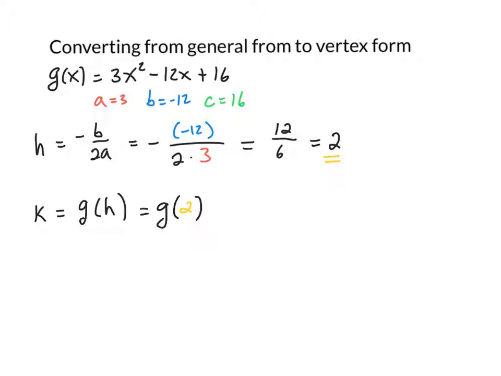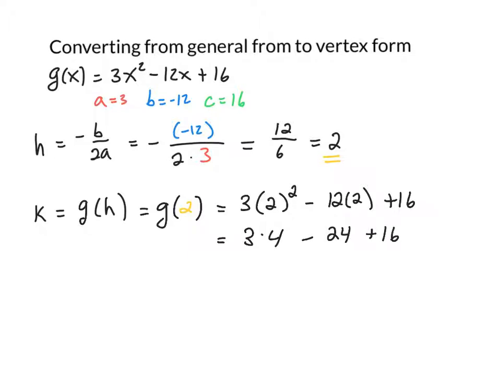So we come up to our g of x, and we say, okay, well, g of 2 is going to be 3 times 2 squared minus 12 times 2 plus 16. So this is 3 times 4 minus 24 plus 16. And so this is 12 minus 24 plus 16. What does that come out to? So I get 28 minus 24, and that is equal to 4. So I have my next piece of information that's important. I have that k is equal to 4.